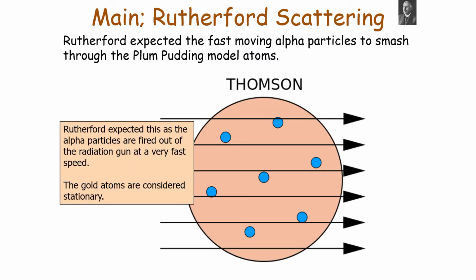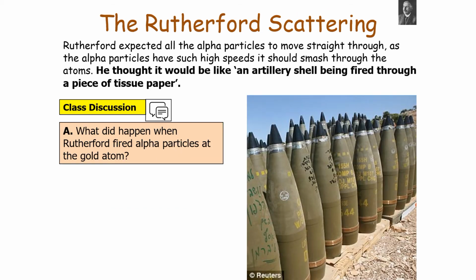Now, like mentioned before, Rutherford expected the fast-moving alpha particles to smash straight through these plum pudding model atoms. And he expected this to happen because the alpha particles are fired out of the radiation source at a very fast speed. The gold atoms are considered stationary, so he thought it would be like an artillery shell being fired through a piece of tissue paper. They should smash straight through.